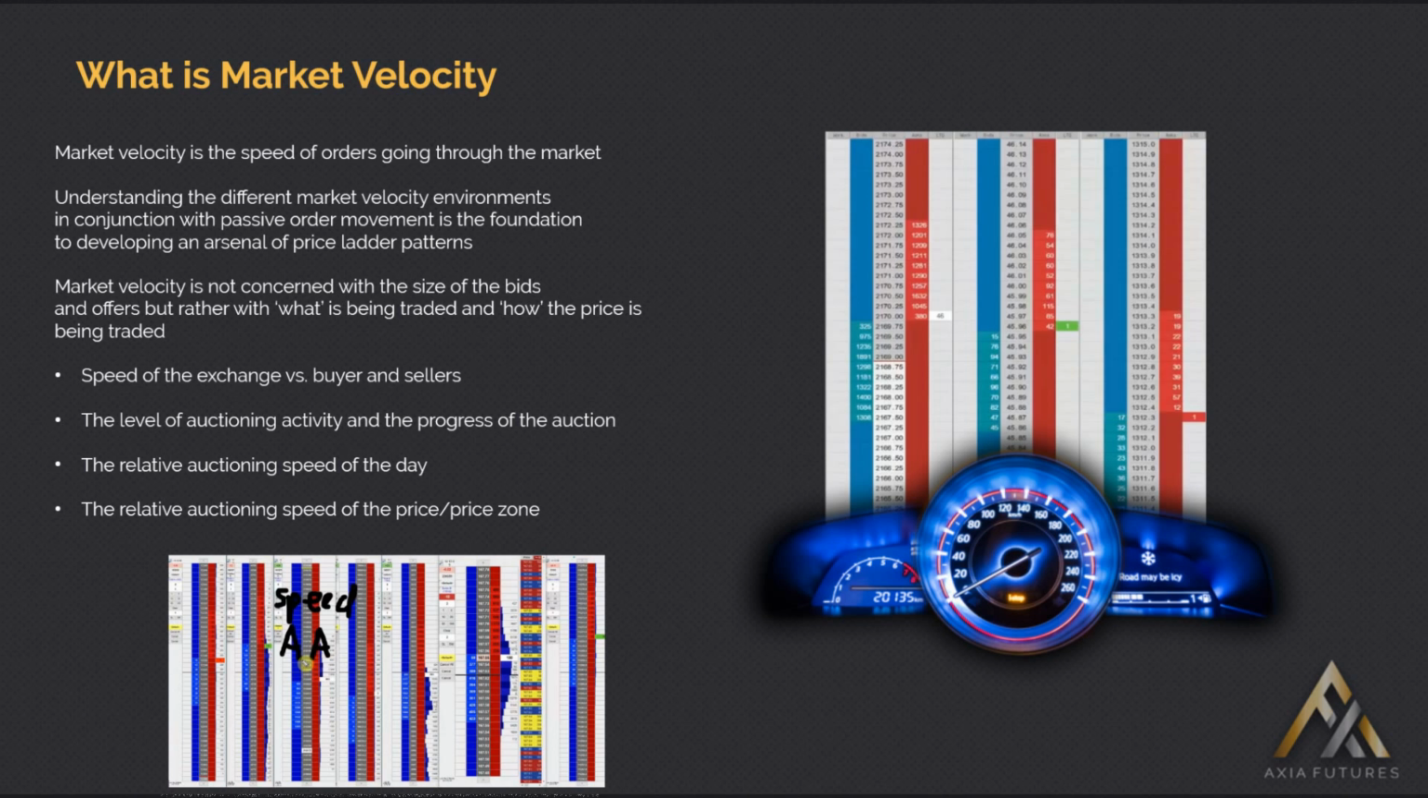And really important, the relative auctioning speed of the price zone. So we talk sometimes just of specific prices, but sometimes you're observing an entire price zone of anything between 2 to 20 ticks, where you're looking at the auctioning activity and the speed of orders going through that entire price zone. So really want you to understand how I'm explaining what is market velocity. And now the next slide, we're going to be looking at a practical video as I'll bring your visual attention to what I mean by what is market velocity.